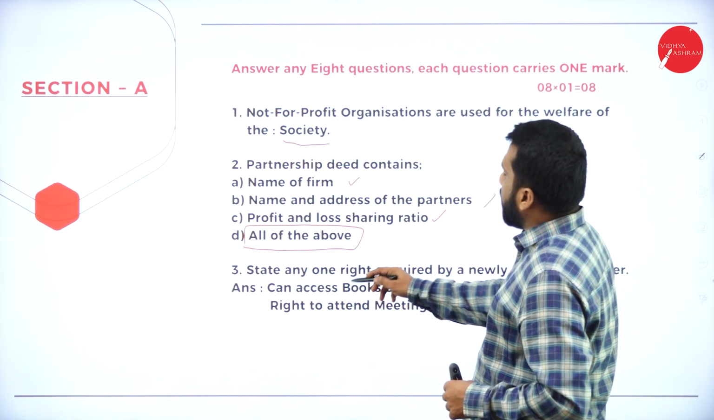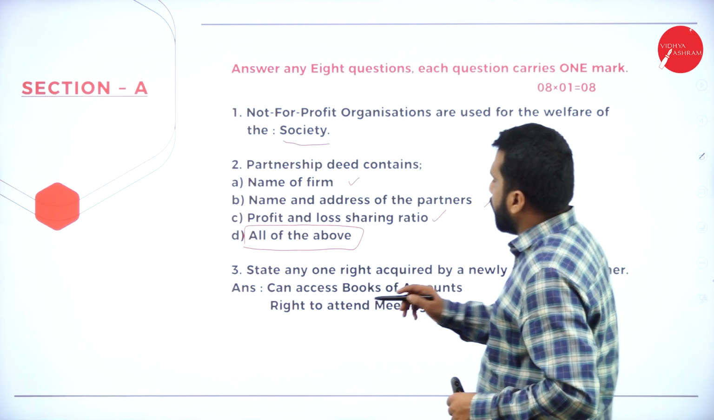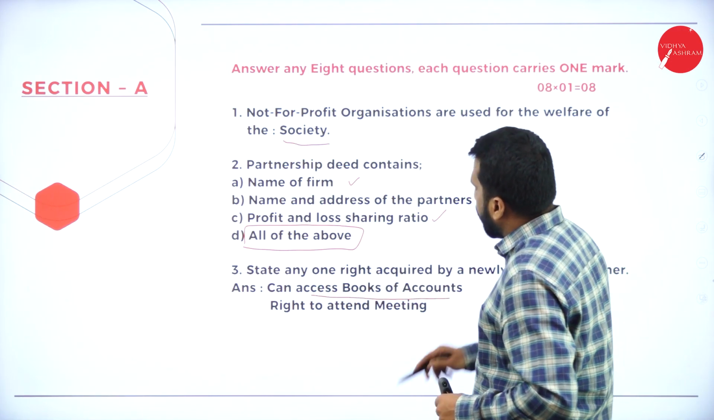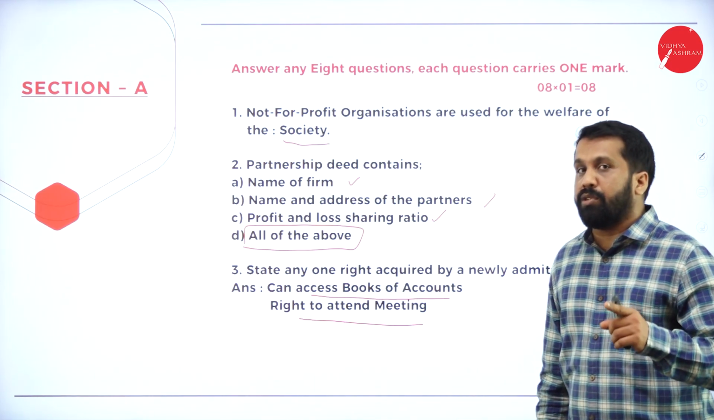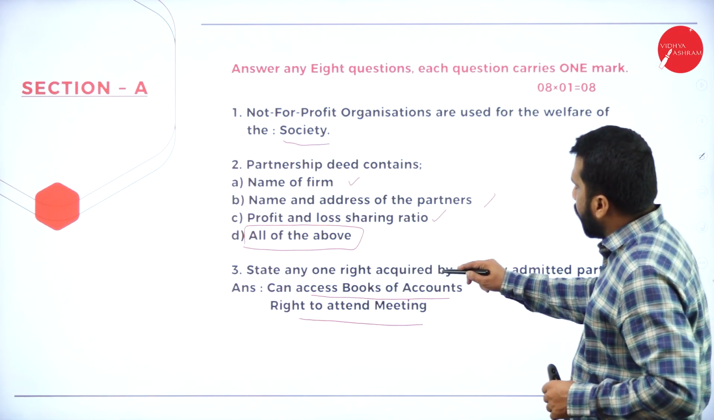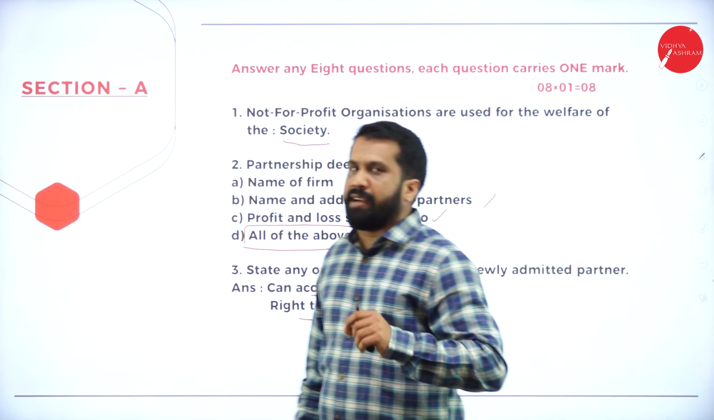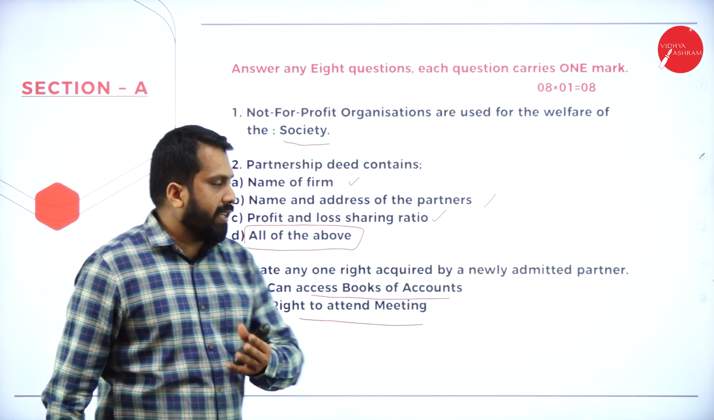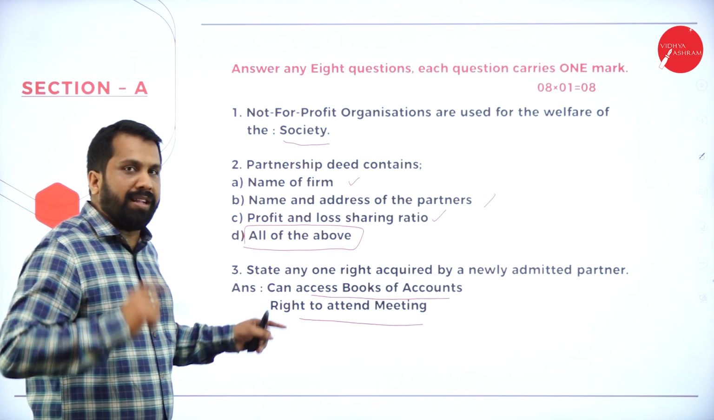Next. State any one right acquired by the newly admitted partner: can access book of accounts, right to attend meeting. These are the answers you have for the right of an admitted partner. If any partner is admitted, he has many rights. In that, we have written only 2. Why? Because it is worth 1 mark.